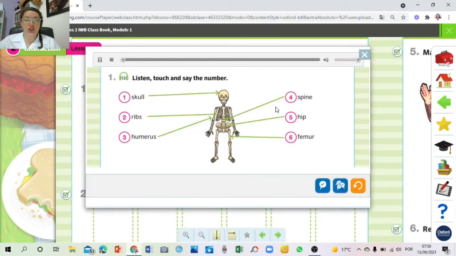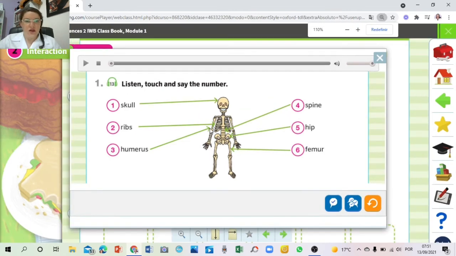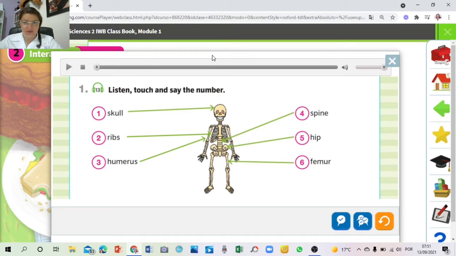Now, I want to look at this picture. Listen. Touch. And say the moment. Look at these pictures, guys. This picture here. Look. They are bones. Yes. Okay. And we will study some of these bones. E nós vamos estudar alguns desses bones, okay?